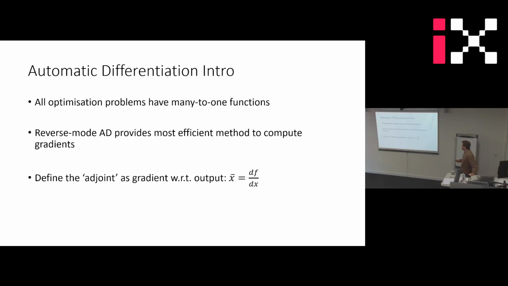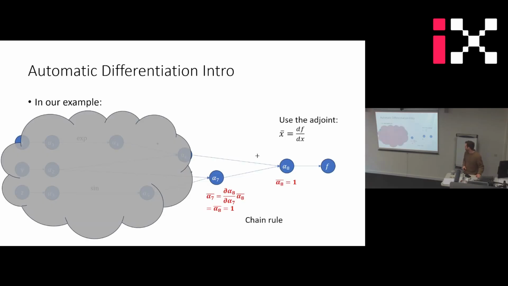Again, we call something the adjoint. It is very similar to the adjoint from the adjoint state problem. I think the word adjoint gets used too much. But in this case, the adjoint here with the bar is the gradient with respect to the output. And that's what we're going to accumulate coming through the other way.